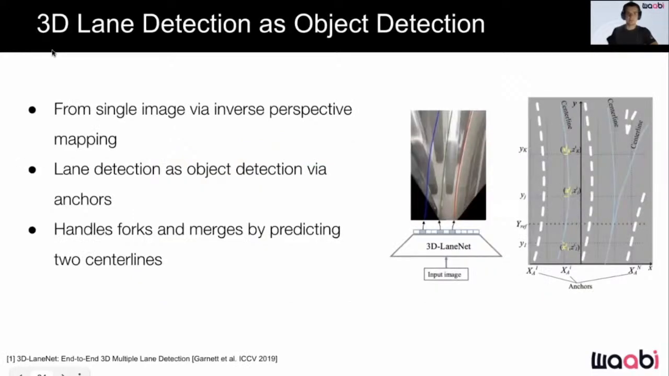In this direction, there are works that directly perform online 3D lane detection. For example, 3D LaneNet applies an inverse perspective transform to deep features of a single image to predict the center lines and lane boundaries directly in 3D. Next, the lane boundary predictions are cast as object detection tasks with fixed anchors followed by refinement. They can also handle changes in the topology by predicting two center lines at forks or merges.